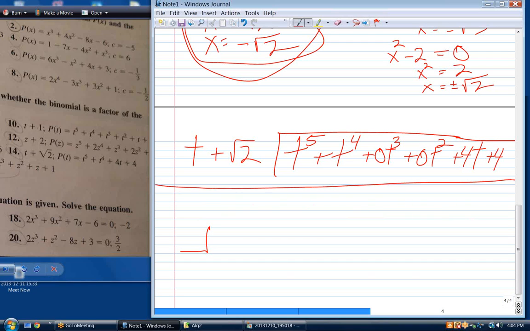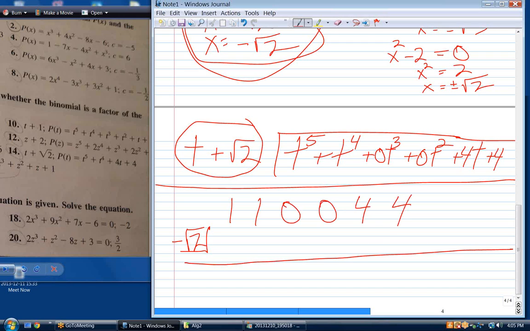So in your box, you're going to get the square root of negative 2? No, then you had it right the first time. Negative square root of 2. Because if this is a linear factor, it means t is equal to negative square root of 2. Right? Okay. Now the coefficients across the top? You would have 1, 1, 0, 0, 4, 4. Okay. And for this to be a factor, this needs to be 0 when we're done.